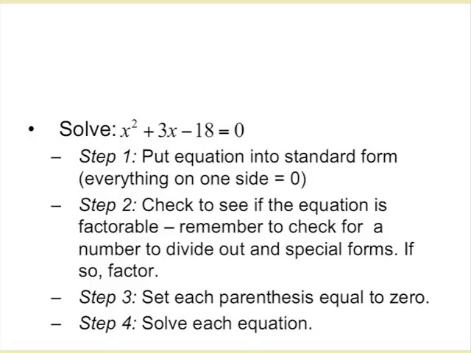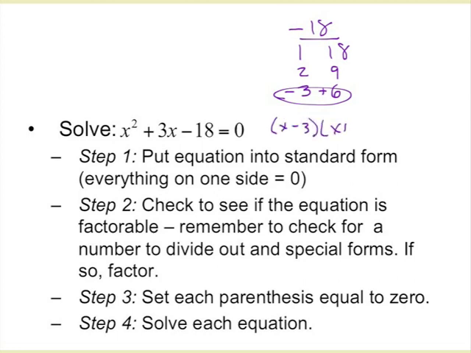There's nothing that divides out of every term, so then when we factor, we're thinking about what multiplies to make negative 18 that we can add to make a 3. So for 18, I could do 1 and 18, 2 and 9, 3 and 6. So how can I make a positive 3 out of that? 6 and 3. A 6 and a negative 3 will give me a positive 3. So my factors would then be x minus 3 and x plus 6.